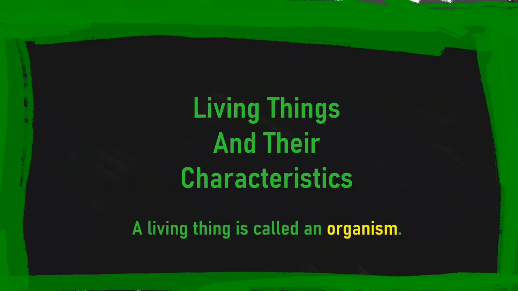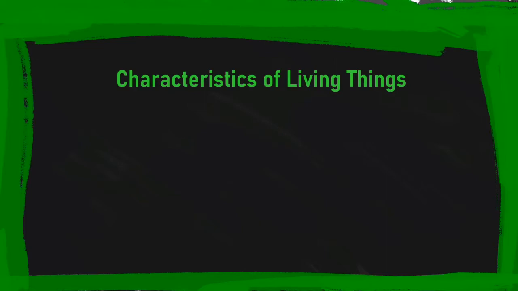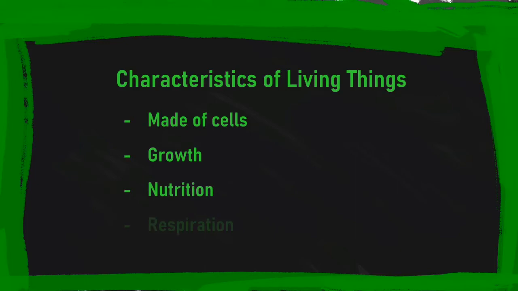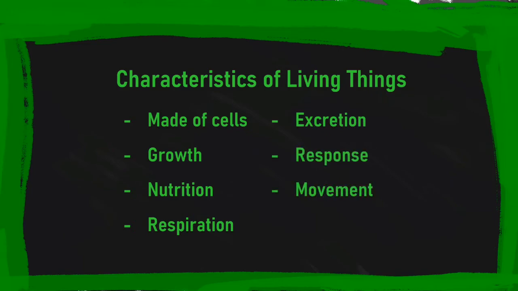The characteristics of living things are that they're made of cells, that they grow, that they require nutrition, that they respire, that they excrete, that they respond, that they can move, and that they reproduce. We can look at each of these characteristics now in more detail.